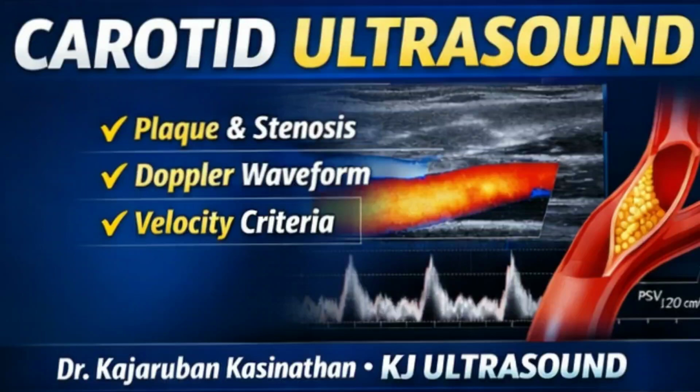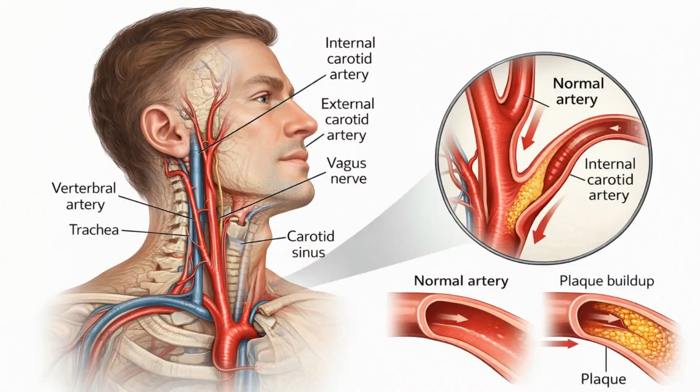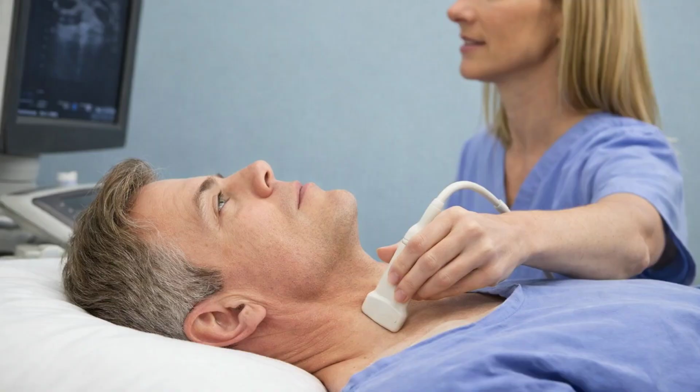In this video, I will explain carotid artery ultrasound scanning techniques, Doppler patterns, and stenosis assessment in a clear and practical way based on real clinical experience. Carotid artery ultrasound is a non-invasive vascular examination used to evaluate extracranial cerebrovascular disease, detect atherosclerotic plaque, and assess the severity of carotid artery stenosis using B-mode imaging and color Doppler.